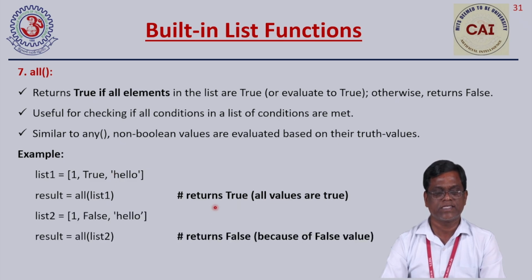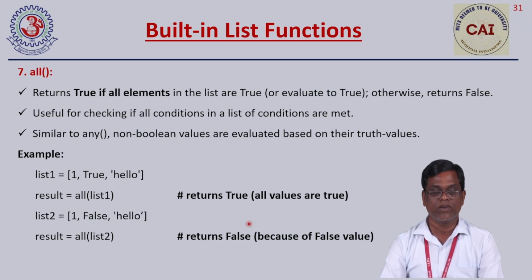And see another example, list 2 with the values 1, False, hello. Here if you apply the all function on list 2, 1 will be evaluated to true, hello will be evaluated to true. But False is there, which is not going to evaluate to true. So all the values should be true, then only it will return true. But one of the values is evaluated to false, so it is going to give the false value here.